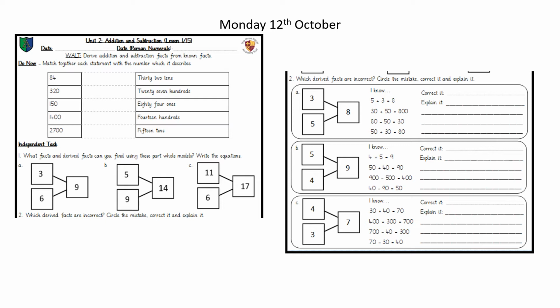Then, on part 2, I've given some examples. More part-wholes, so therefore I've given you some I know statements, but I want you to see if they're all correct. There might be some mistakes in there. It says correct it. Spot the incorrect fact and explain it, please, to make it correct. Good luck!